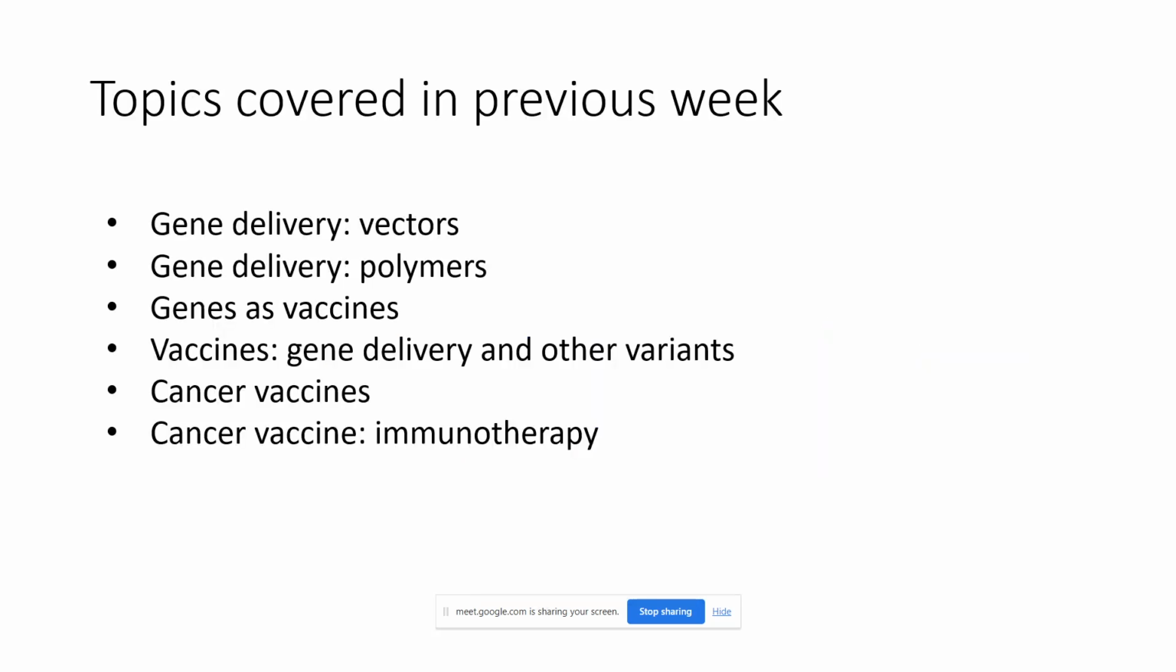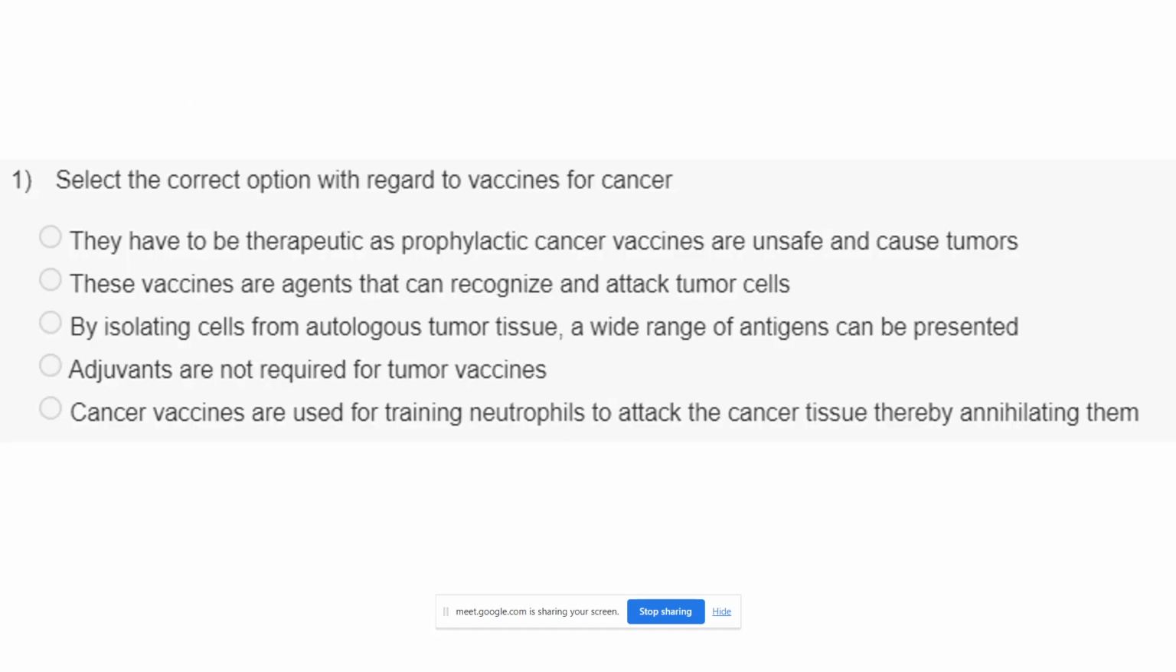In the previous week, these were the topics that were covered: gene delivery vectors, gene delivery polymers, genes as vaccines, the vaccines for gene delivery and other variants, cancer vaccines, and cancer vaccines for immunotherapy. We'll start with the assignment.